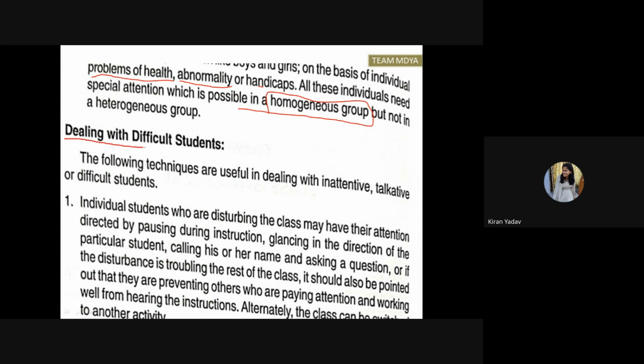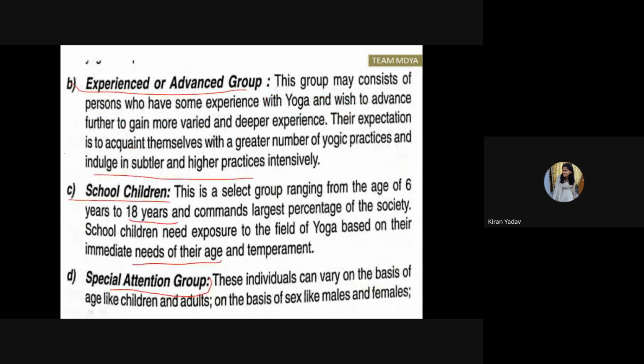Now the next is dealing with difficult students. So you tell me, if you are in a class, what will you do if someone is disturbing the class? Sakshi ji, please. I will ask him to get out of my class. Okay, and if you ask him to get out of the class, can there be some better way? I will say stand up and explain. Okay, this is also good.